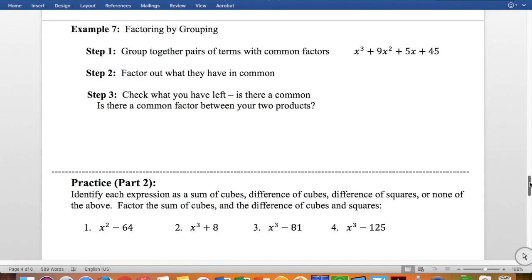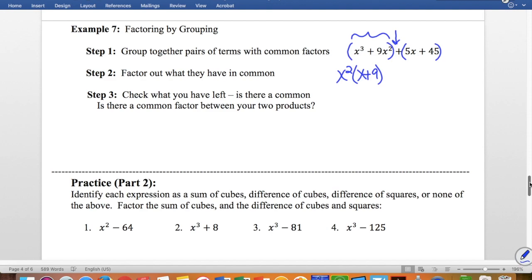So group together pairs of terms with common factors. So I notice that my first 2 terms right here, they both have at least an x squared in them that I can factor out. And I notice my second 2 terms, notice I do not put the plus inside because right now I'm just adding these 2 binomials. But the 5x and 45 have a common factor of 5. So I'm going to factor out just out of this group right here. I'm going to take my x squared and put it out front of my parentheses, leaving me with x plus 9 inside the parentheses.